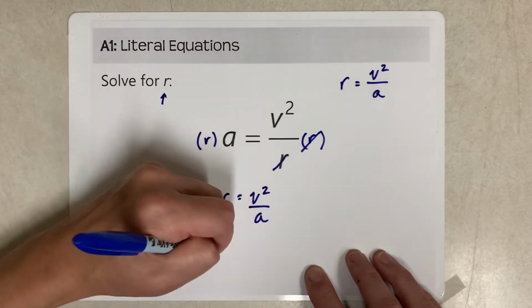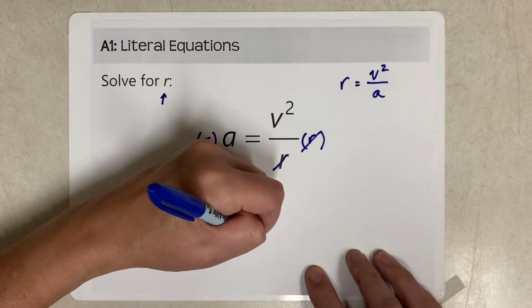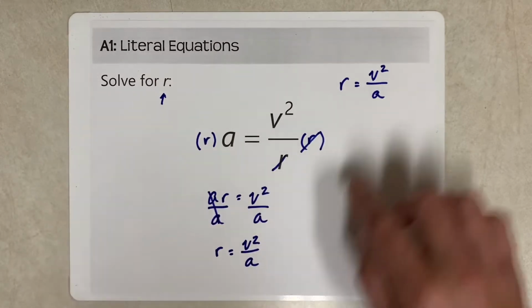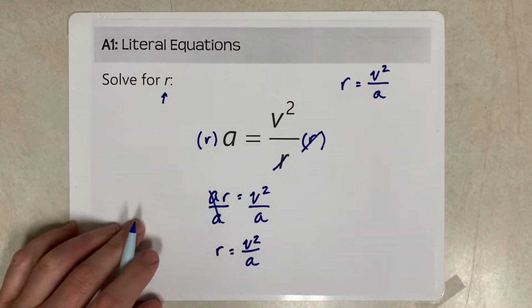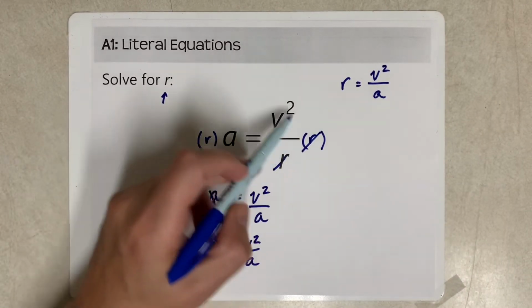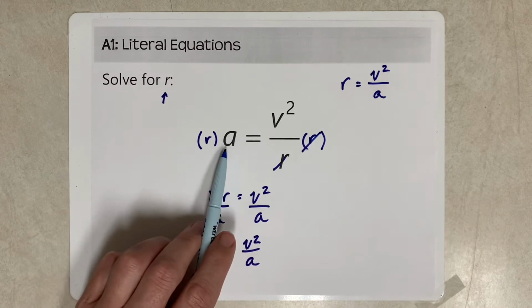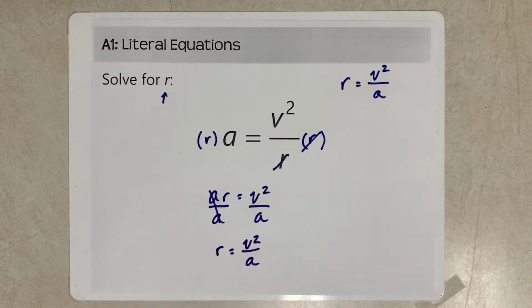But look what I get. R is equal to v squared over a. Exactly the same as my prediction. And that's going to be true anytime you have a setup that looks just like this right here, with one thing on one side and a fraction on the other.